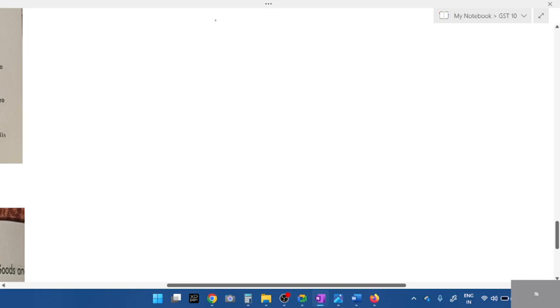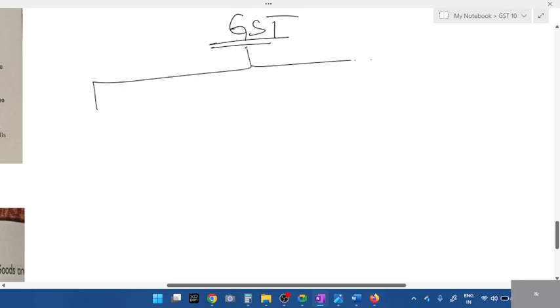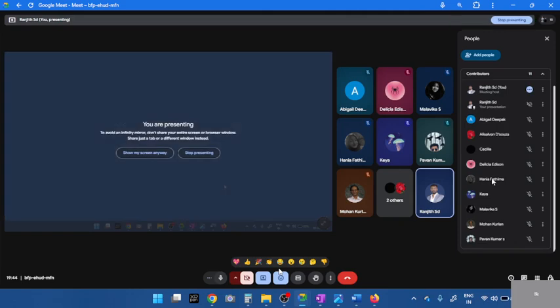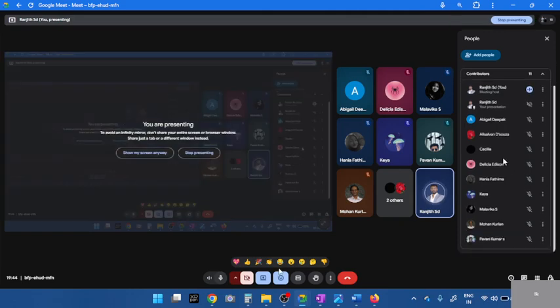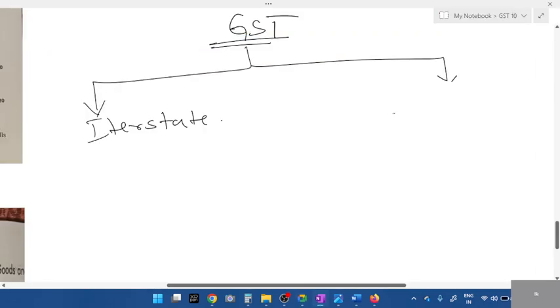Okay, once again, students, we'll start from the beginning, just a quick revision. GST, I told you all, is split into how many types of transaction? Mute the call. Interstate and, did anyone ask any doubts, students? Any doubts? What are the two types? Can you all tell me? Interstate and intrastate.